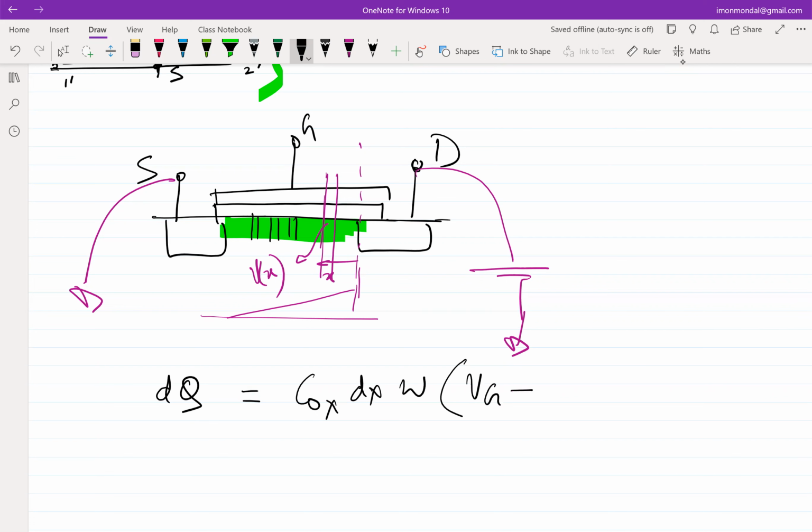Vg minus VTH minus V of X. Right? Because the potential across the oxide is no longer Vg minus Vt. Right? It's Vg minus Vt minus V of X. Yes. V of X is the potential just here.